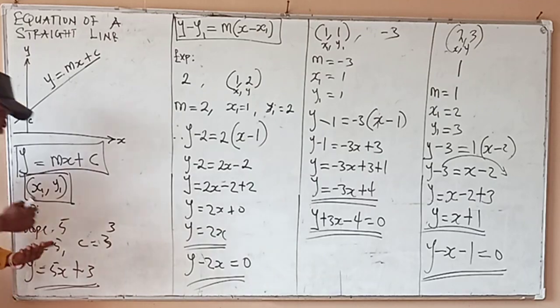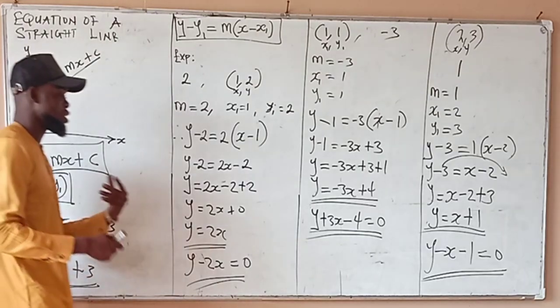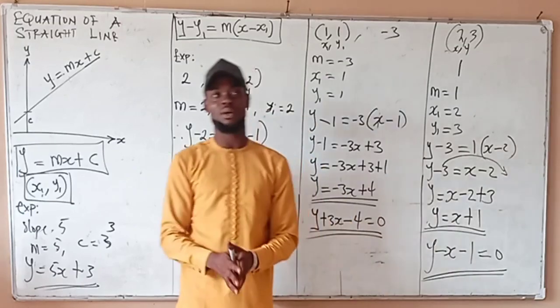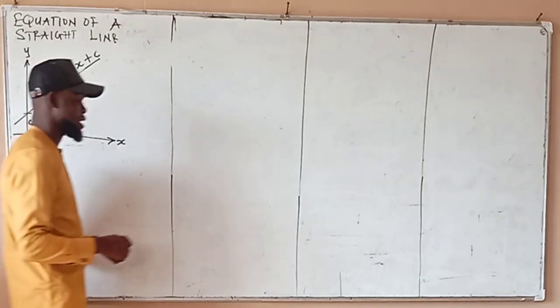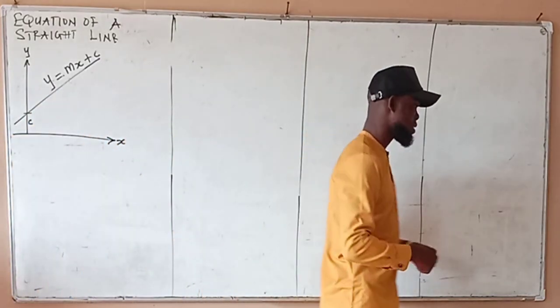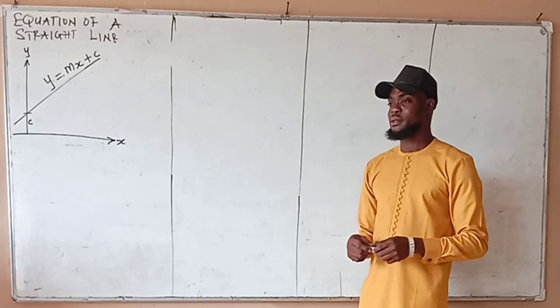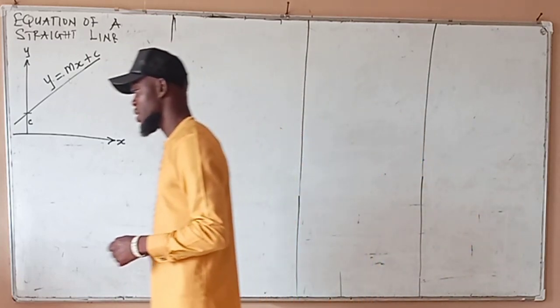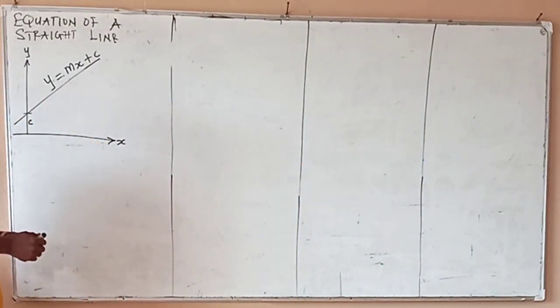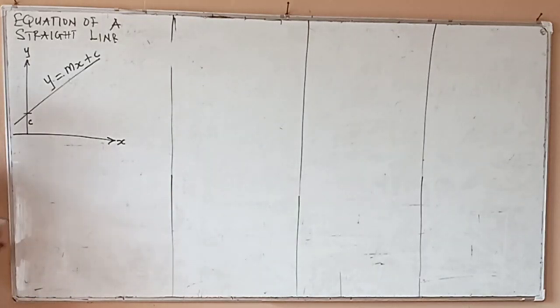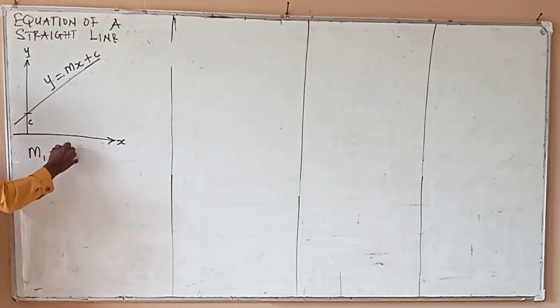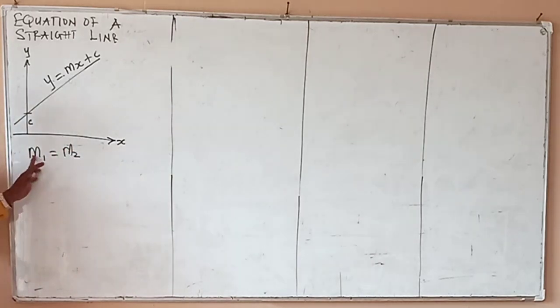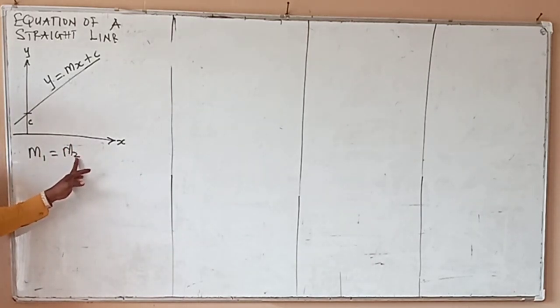So let's look at the equation of a line either perpendicular to a particular line or parallel to another line. That's the next one we're going to look at, so stay with us. Now, parallel and perpendicular lines. If two lines are parallel to each other, their gradients will be related as follows: m1 will be equal to m2, where m1 is the gradient of the first line and m2 is the gradient of the second one.